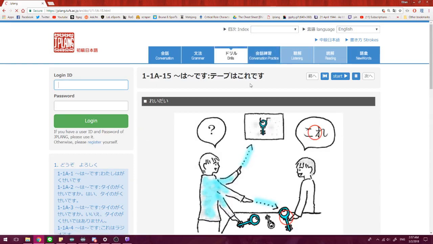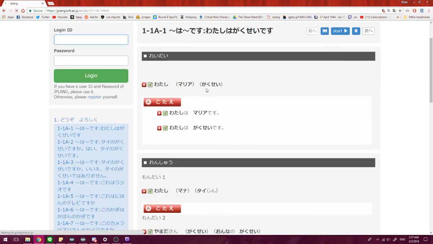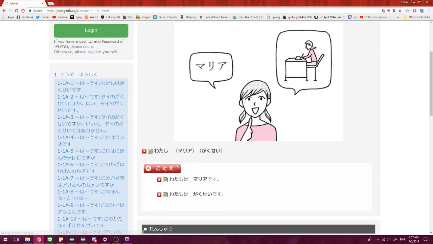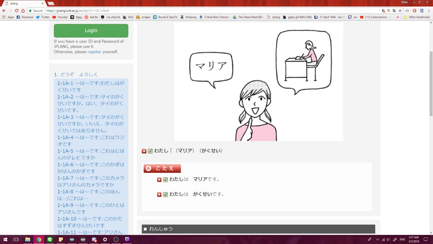But then there's also drills. You can do drills to practice your own Japanese, right? To basically practice sentence structures. For example, we learned the wa particle, right? So we know how to use wa. Watashi Maria, right? So we know that it says watashi wa Maria, saying, hey, I am Maria. And then see, watashi wa Maria desu. Watashi wa gakusei desu, right?